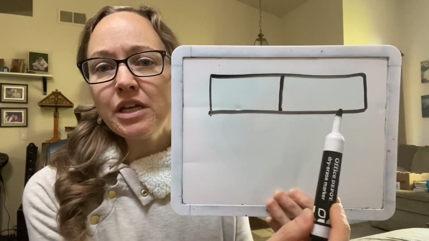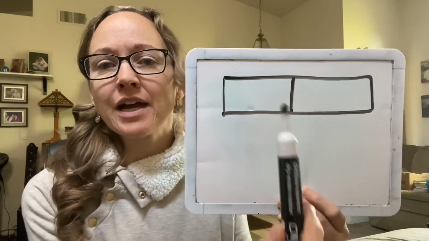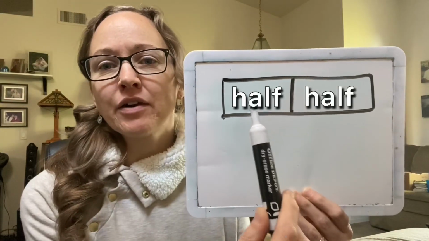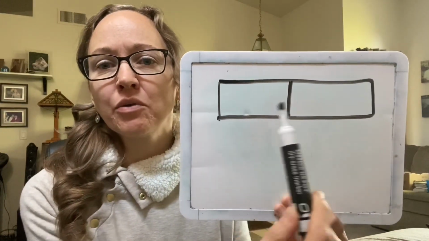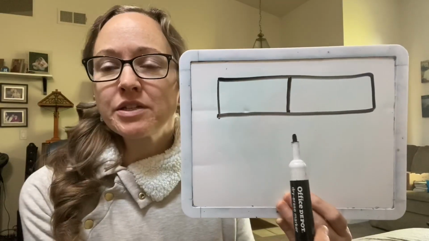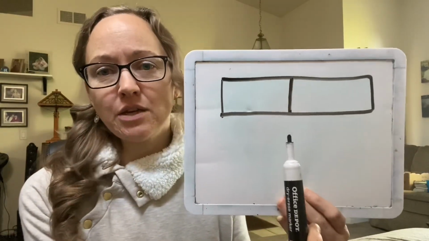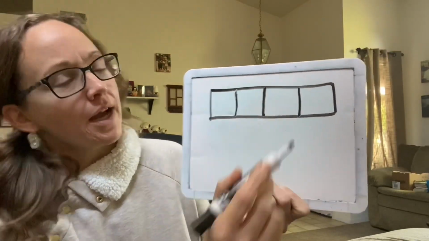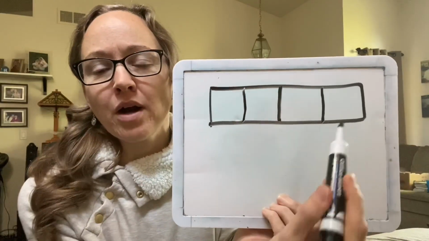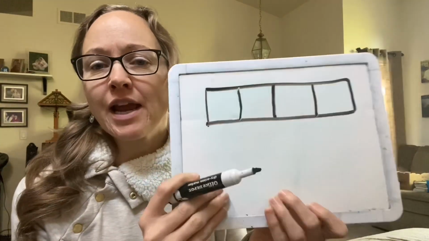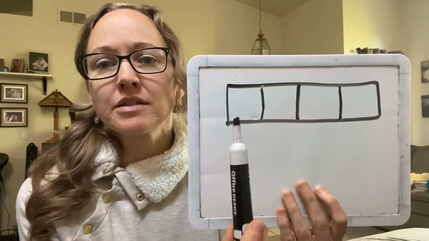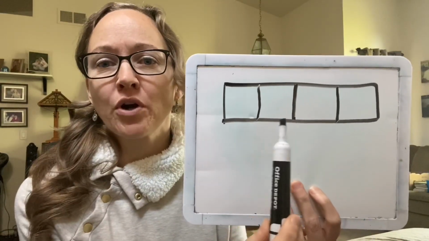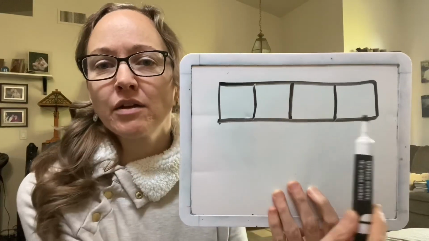Now, each equal part has a name. When we divide into two equal parts, we call each equal part a half. There are two halves in one whole. What if we wanted to divide this whole into four equal parts? I will add two more lines to show four equal parts. When we divide a whole into four equal parts, we call each equal part a fourth. There are 4 fourths in one whole.